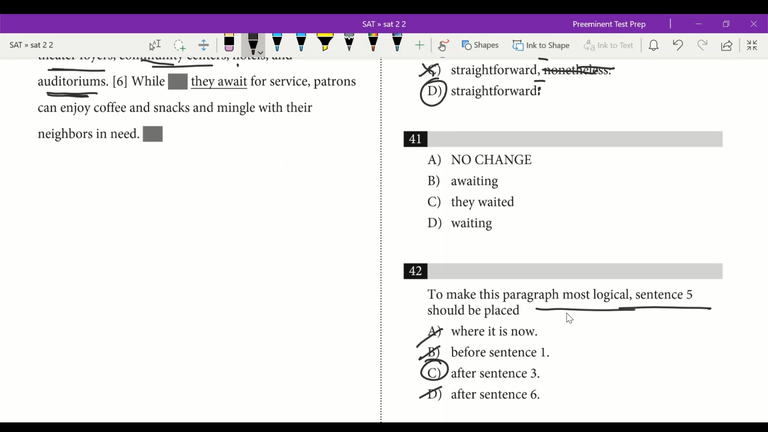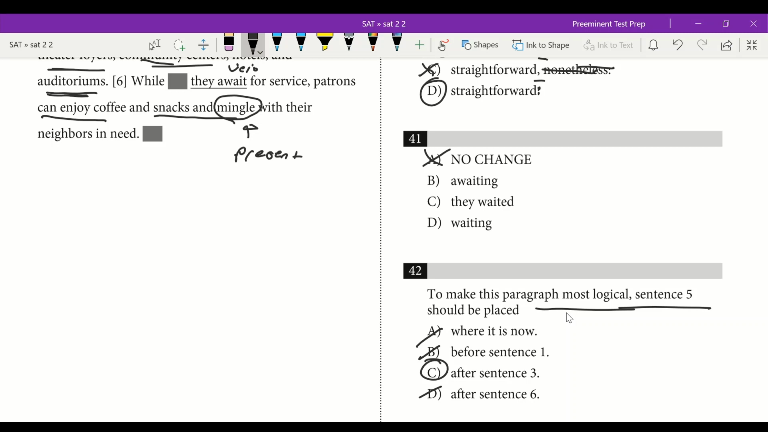Now we have, while they await for service, patrons can enjoy coffee and snacks and mingle with their neighbors in need. Well, I see we have while they await. So I know that we're looking for a verb there. Well, I see we have mingle. Mingle is present tense, right? They can mingle. So we have mingle, present tense. Well, what else is present tense? They await. Well, just thinking, while they await for service, that's long, it's not grammatically correct. We can get rid of that.